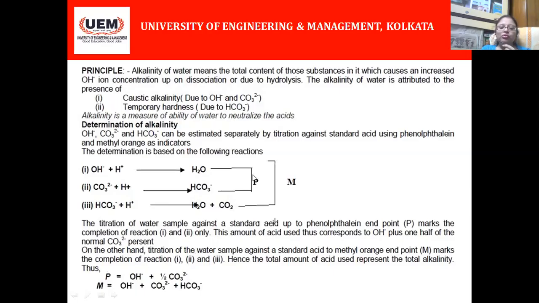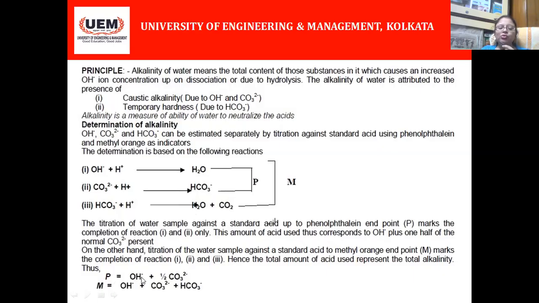So if you denote by P the burette reading that is required for phenolphthalein indicator, P is hydroxyl ion alkalinity plus half of carbonate ion. Why is it half of carbonate ion? Because carbonate is first converted to bicarbonate, which can be measured by phenolphthalein indicator, but the bicarbonate again reacts with acid and is converted to water and carbon dioxide, that can be detected by methyl orange. It cannot be detected by phenolphthalein. So only half of the carbonate alkalinity you are getting by phenolphthalein indicator.